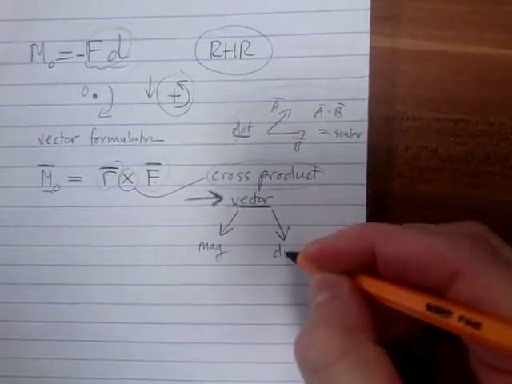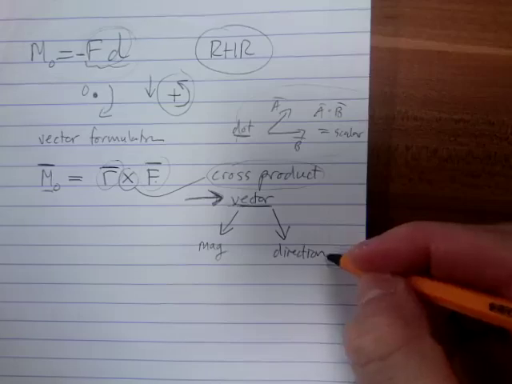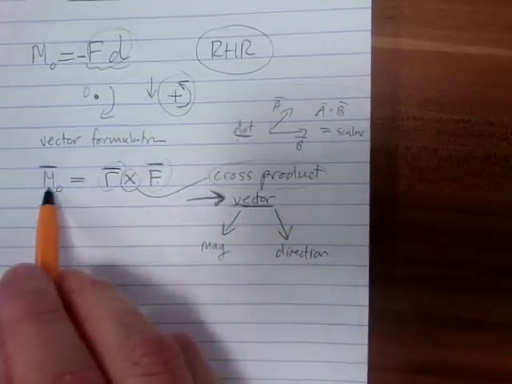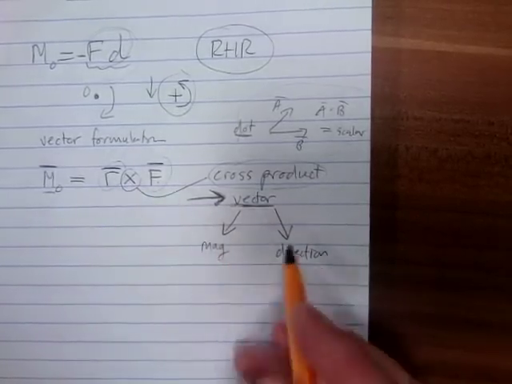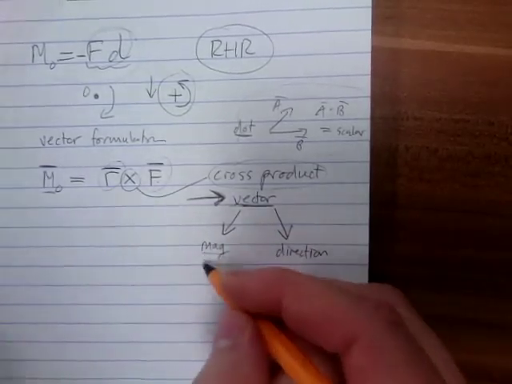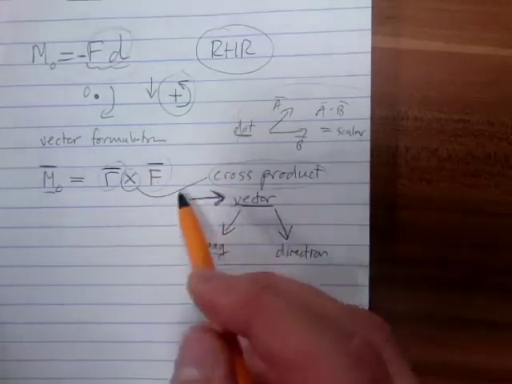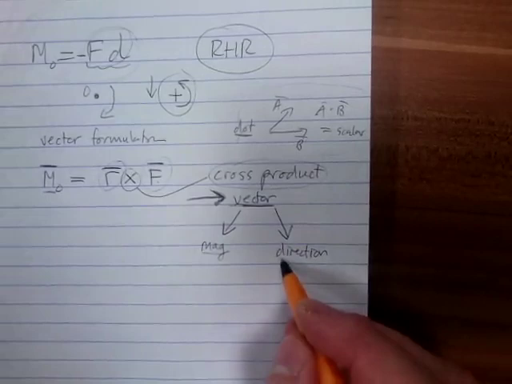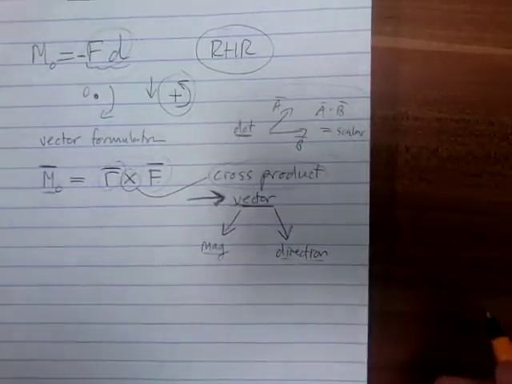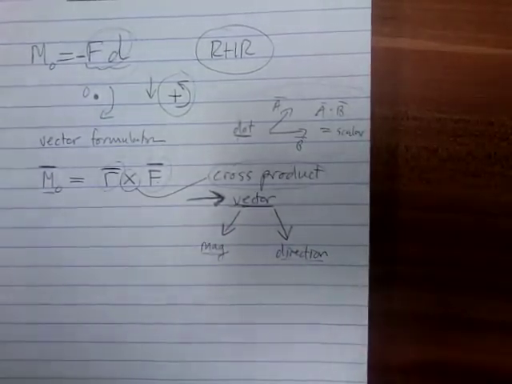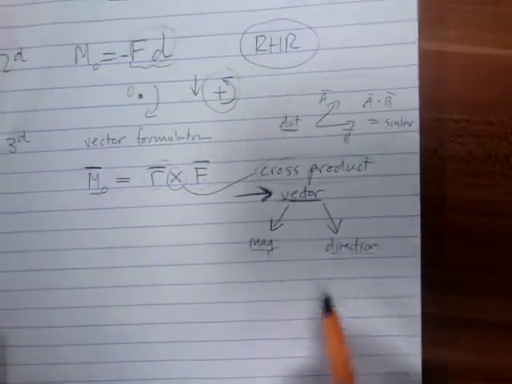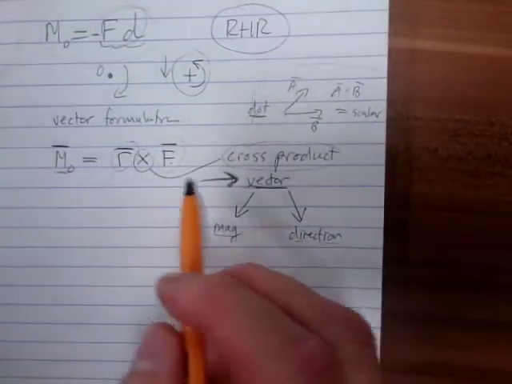It will be a direction, obviously, right? What is the magnitude of this vector, MO, which is R cross F? The magnitude will just be the magnitude of the moment. And now, what is the direction? If you've watched the previous videos, you will see how much emphasis I put on the direction. Let's talk about the direction of this vector.